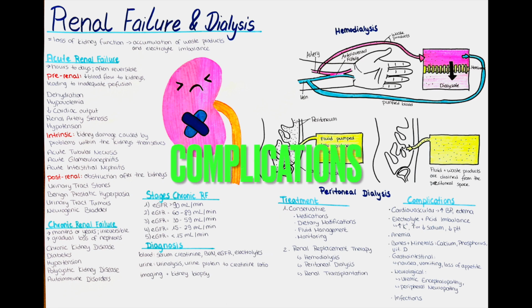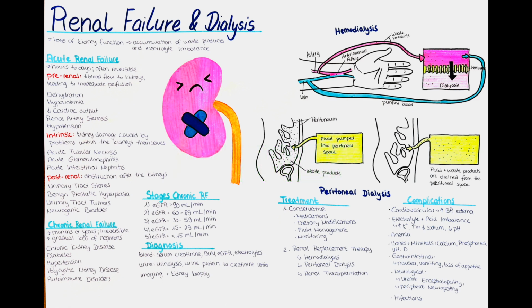What are complications of renal failure? Renal failure, especially in its advanced stages, can lead to various complications affecting multiple organ systems. In the last part of the video, we will go through the complications of chronic renal failure organized by the organ systems they affect. First, the cardiovascular complications.